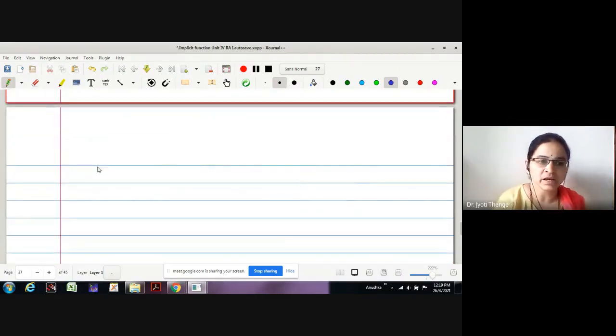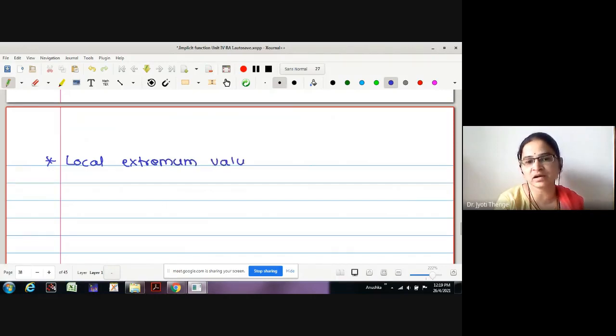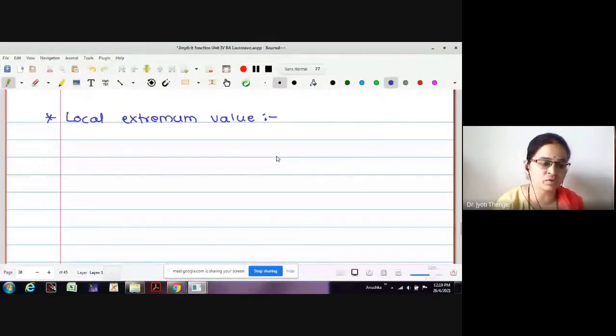Okay. Now let me just switch to local extremum. Now what does local extremum tell us? Local extremum tells us the point is either maximum or minimum in its neighborhood around the point. Okay. First definition is local maximum.